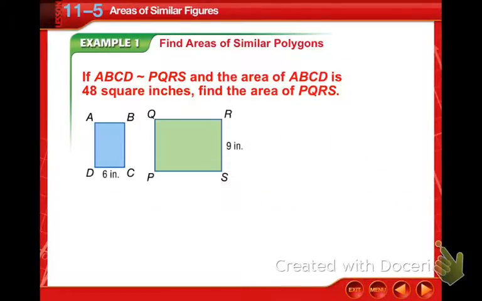So our first example of this, we have 2 rectangles here. It could be squares, we don't know, but it doesn't tell us. It just says that they are polygons. In this case, they're quadrilaterals. At least we know that much.